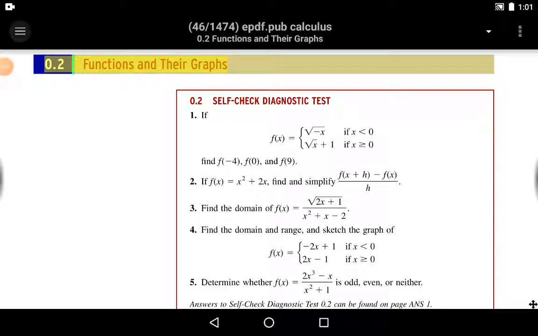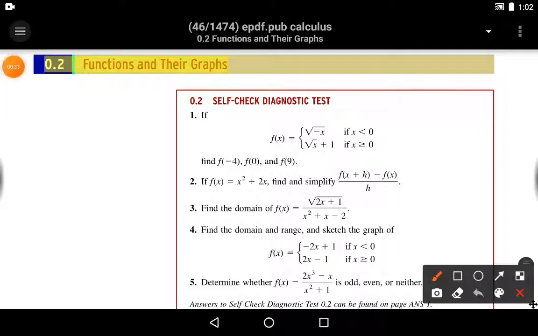Okay, our first chapter, functions and their graphs. Here we are going to discuss the definition of a function and the definition of a graph. First, let us recall what we have studied about functions in previous classes. Here they have given some examples.